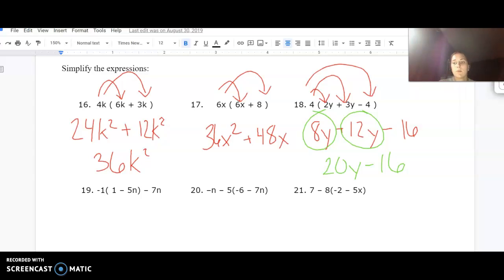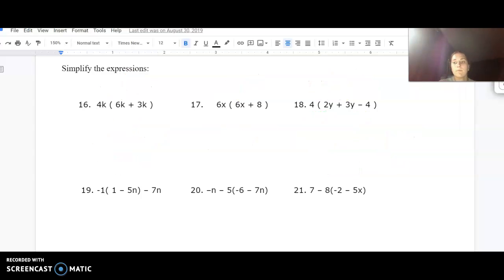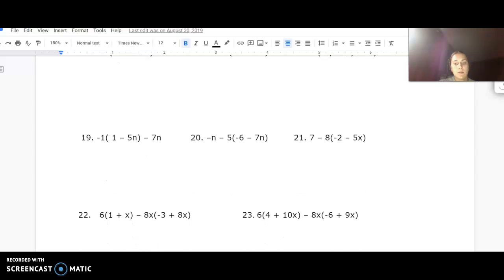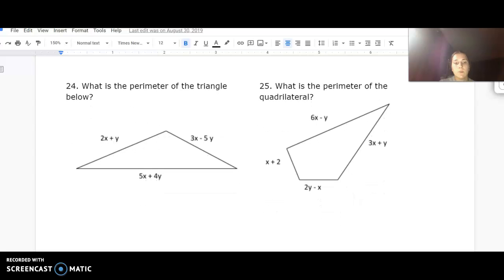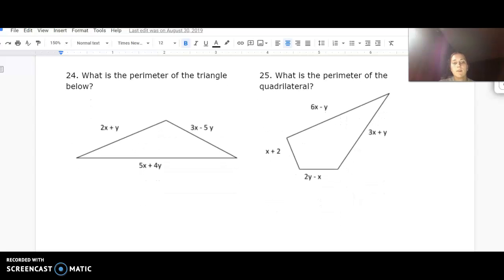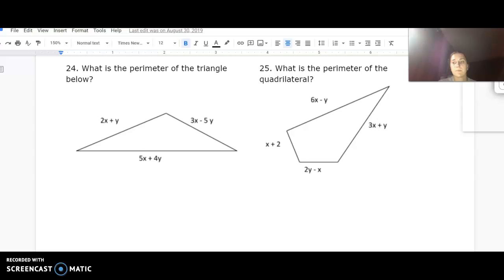These last 6 I'm going to have you do on your own, and you can ask questions. I am going to move down now to these two. So we are finding the perimeter of the triangles. For the first one, so perimeter, we know that's just adding up all the sides. So I'm going to start by just writing this out.